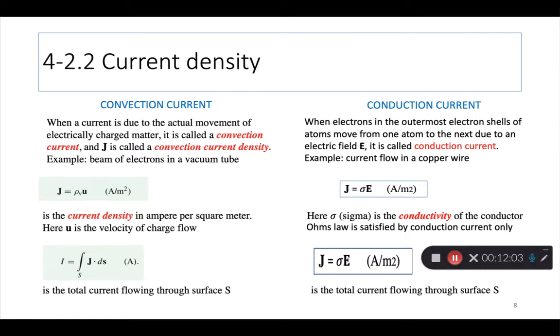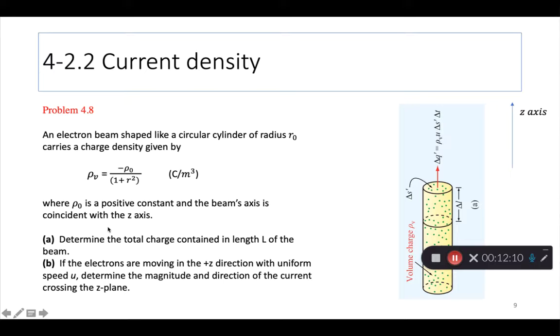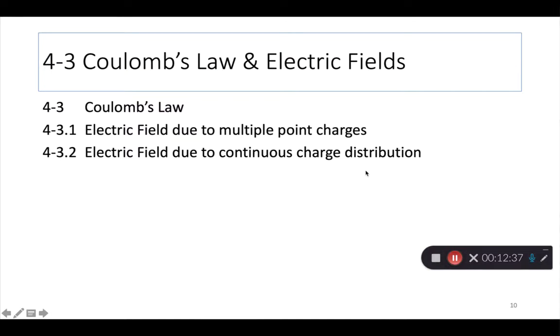So remember these two formulas are important. We don't do much with this, I think, but we do have problems on this. In fact, here's a problem. We'll come back to it later. You're given a small cylinder, which is a cylindrical shaped electron beam, and we are given the charge density, and we are asked to find the total charge and the magnitude and direction of the current across this. So anyway, we'll wait to do that.